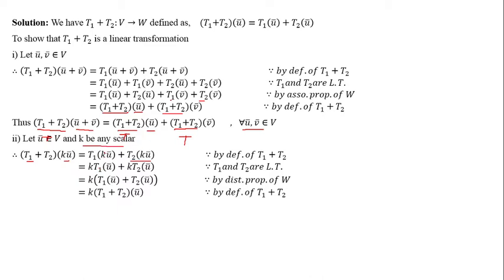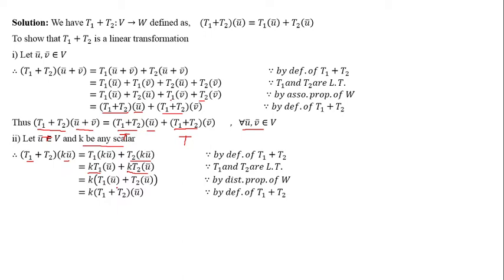T1 is a linear transformation, so you can take K outside. So this is K outside, T1 operating on U bar. Likewise, for T2 operating on KU bar, you can take K outside, T2 operating on U bar. Again, use the distributive property of vector space W, because these are vectors in W. So you can take K outside, and in bracket T1 operating on U bar plus T2 operating on U bar, and use the definition of T1 plus T2.